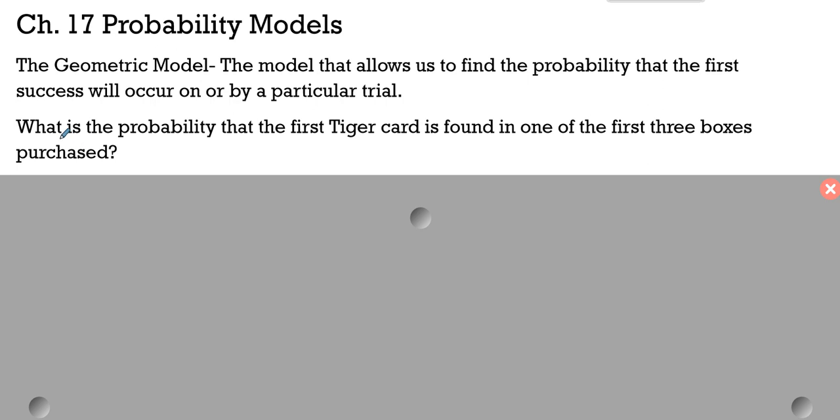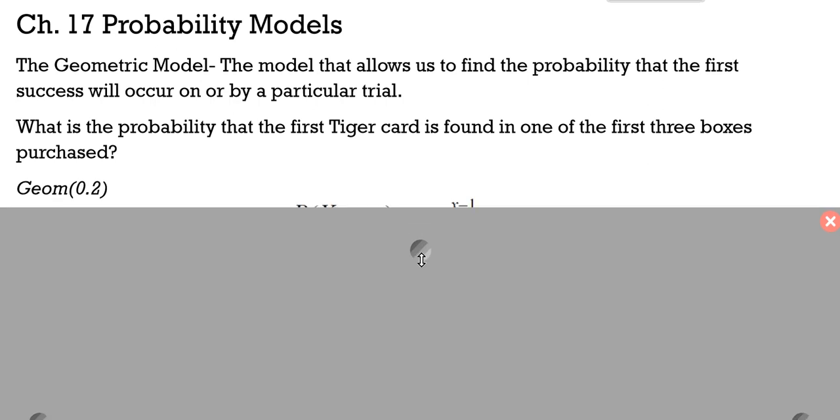So say, what is the probability that the first tiger card is found in one of the first 3 boxes purchased? Okay, it's a little bit different, but they're still doing the same thing. We just might have to do it a little more than just once. What we're really looking for is, we're still using a geometric model of 0.2.